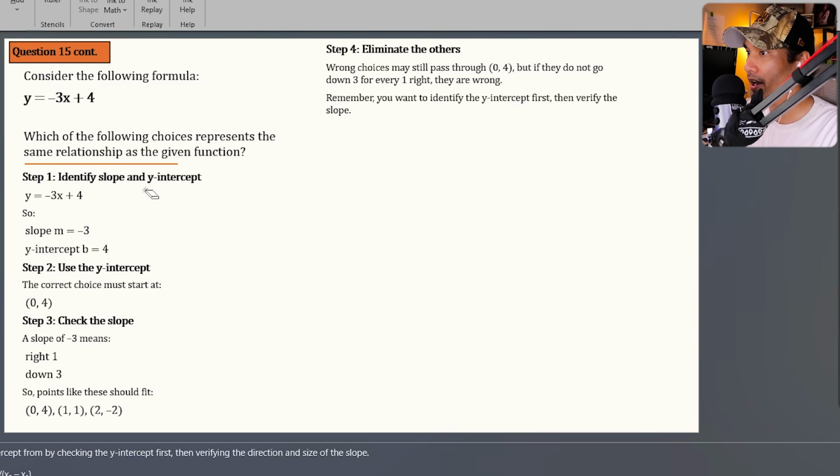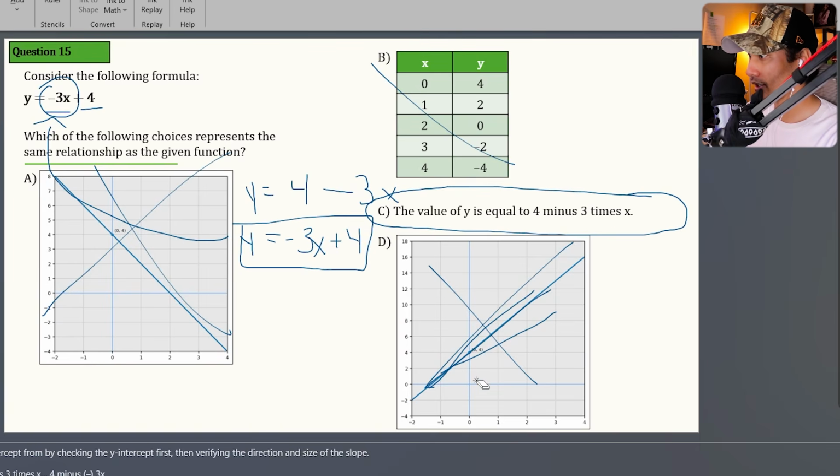So we identify slope and intercept. We already have it in slope-intercept form. M, which is negative 3, is the slope. And then the y-intercept, which is 4, is B. Then use the y-intercept. So we start at (0, 4). But this one is a positive slope, so we ruled that out. And for this one, we counted and got a slope of negative 2x, which is not our slope.